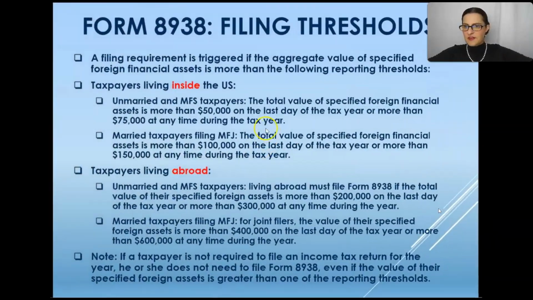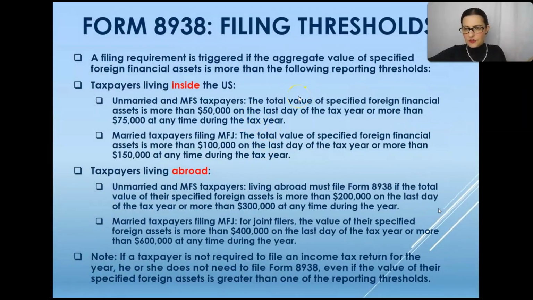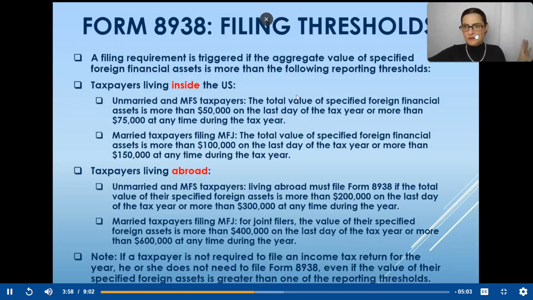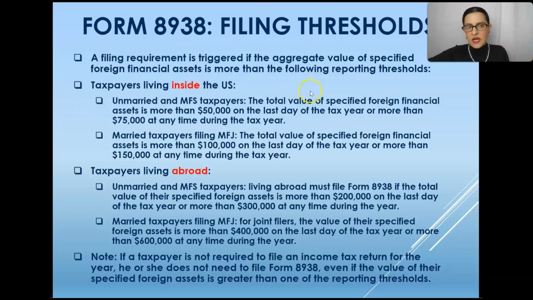Form 8938 filing thresholds. Now remember the filing threshold for the FBAR is $10,000 in aggregate in foreign financial banking institutions or foreign financial accounts. The 8938 filing thresholds are higher. If the taxpayers are living inside of the United States, if they have a U.S. tax home, and they are unmarried or married filing separate, then they have to file a Form 8938 if the total value of their specified foreign financial assets is more than $50,000 on the last day of the tax year or more than $75,000 at any time during the tax year.